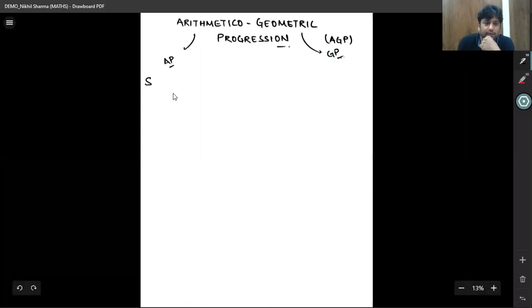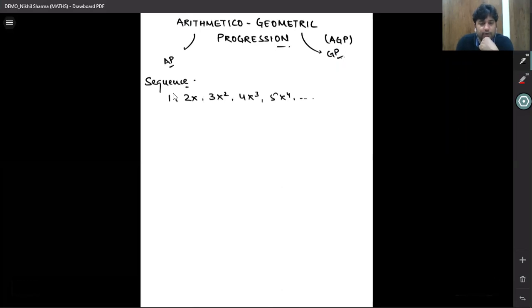Suppose this is a sequence which contains some terms like 1, the other term is 2x, third term will be 3x squared, next term is 4x cubed, other term is 5x raised to the power 4, and so on. So in this sequence, I can clearly see that the first term is 1, the other term is 2x. It contains just one term, 1, which can also be written as 1 into x raised to the power 0.